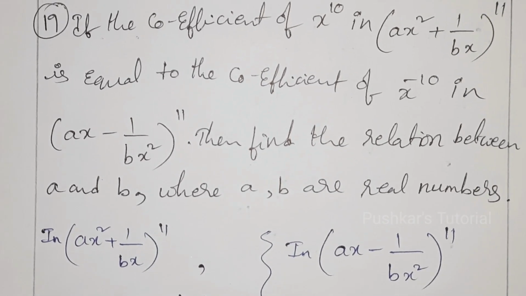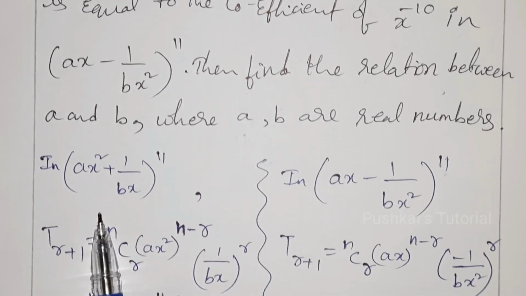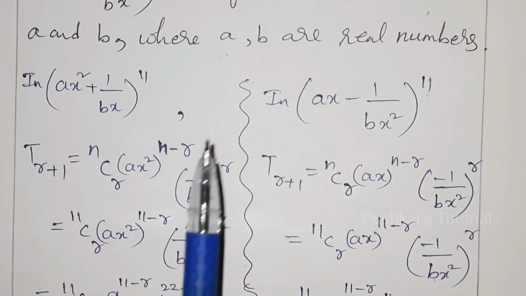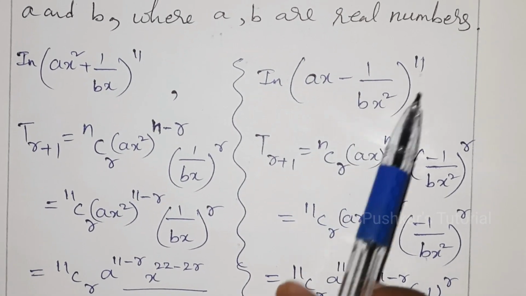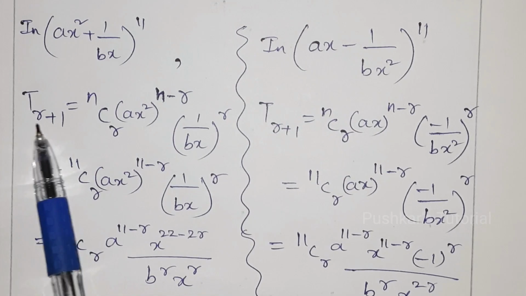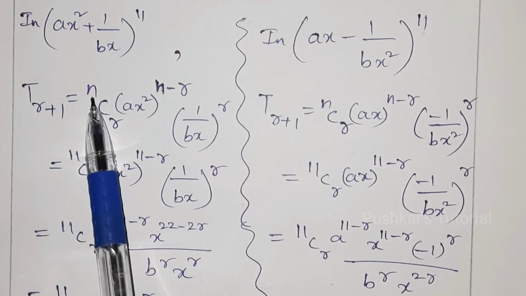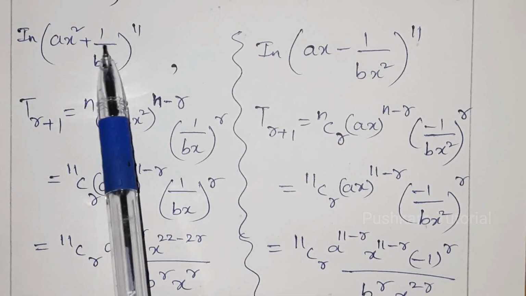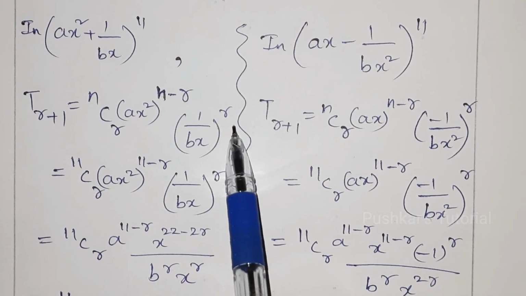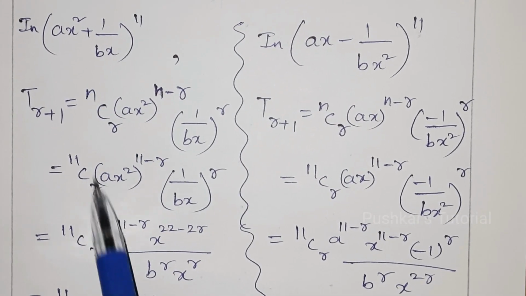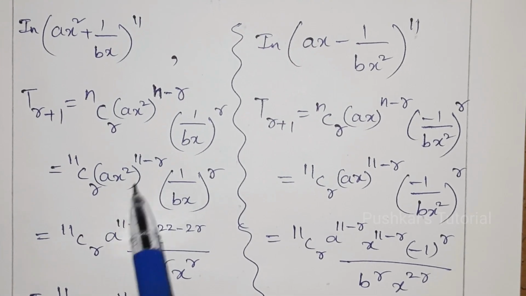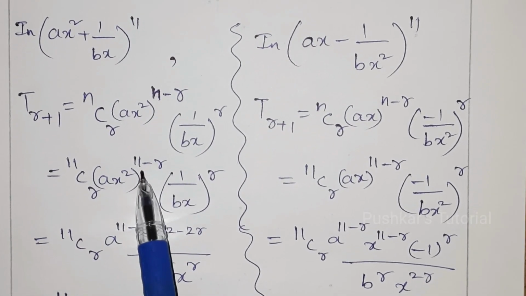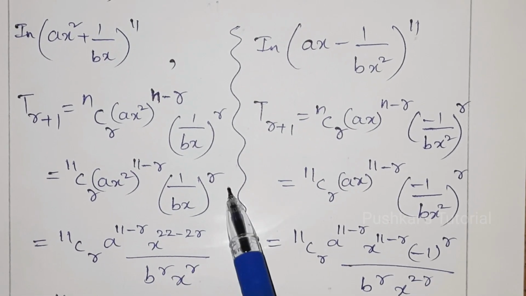So here, paper partition. The first part I am taking (ax square plus 1 by bx) whole to power of 11. In the second part, the second expansion, (ax minus 1 by bx square) whole to power of 11. So in this general term, t r plus 1 is equal to nCr. First term is (ax square) whole to power of n minus r. Second term is (1 by bx) to the power of r. So 11Cr, a to the power of n minus r, and n in the place I am writing 11. So (ax square) power 11 minus r, (1 by bx) to the power of r.